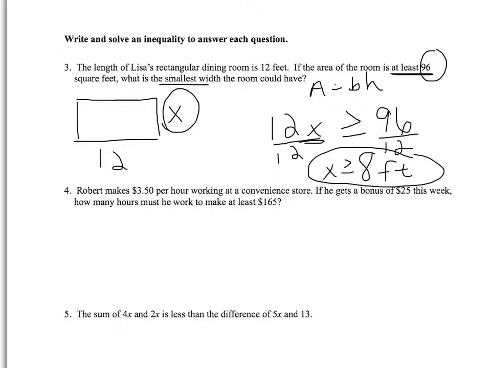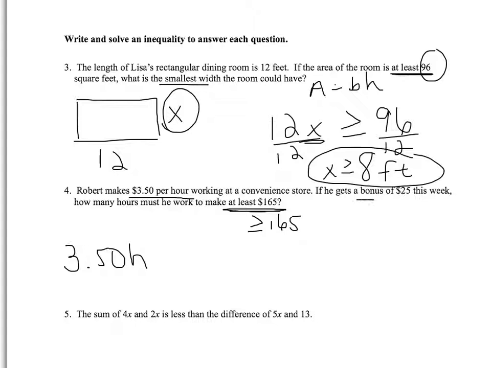Okay, let's look at number 4. Robert makes $3.50 per hour working in a convenience store. If he gets a bonus of $25 this week, how many hours must he work to make at least $165? Again, it could be 165 or more, so we're going to use greater than or equal to 165. Here he makes $3.50 per hour, so depending on how many hours he works, we're going to call it 3.50 H. If we plug in 1 for H, he would make 3.50. If we plug in 2 hours, he would make 7.